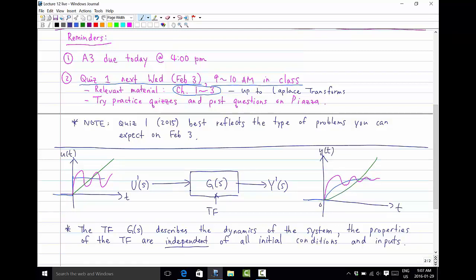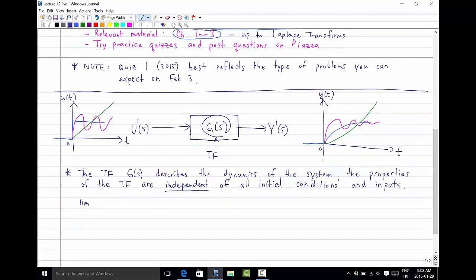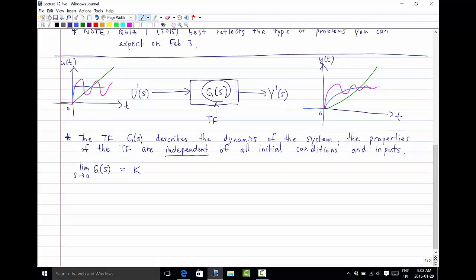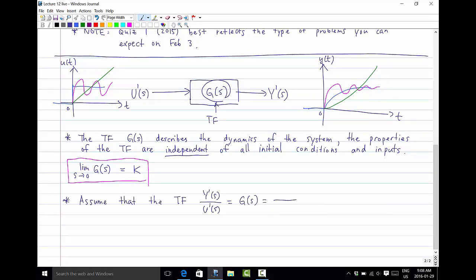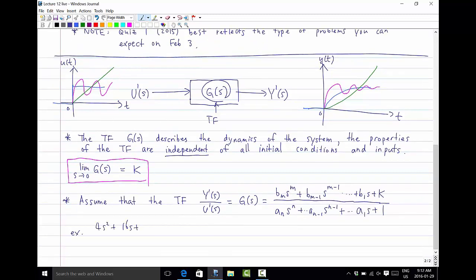Now let's look at the proof that shows that the gain of the transfer function equals the limit taken as s goes to 0 of the transfer function itself. If we assume a general form of the transfer function with an mth order numerator and an nth order denominator, we must simplify the terms so that the last term in the denominator ends up as 1. For example, in this transfer function, we must divide all the terms by 4 so that the last term in the denominator equals 1.